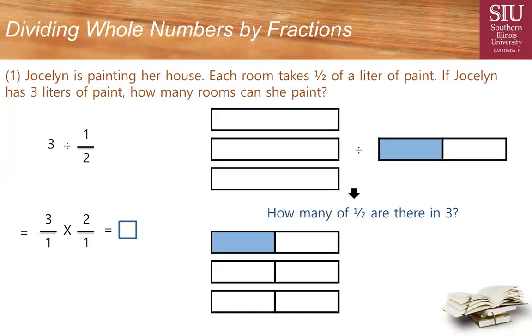So how come you have 3 divided by a fraction, and you get 6? Can we find it here? Yes, because we were looking for how many 1/2s are there in 3. So we can find 1, 2, 3, 4, 5, and 6. So therefore, 6 rooms. Does that make sense to you?